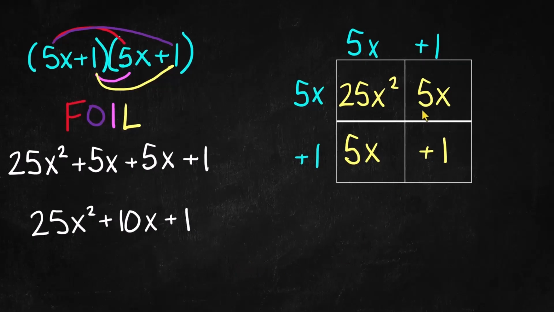Now you just write your answer out. We have 25x squared. Then we'll add the 5x's together. And then we already have the 1. So 25x squared plus 10x plus 1. Same thing, right? Just done two different ways. You pick which way you like.